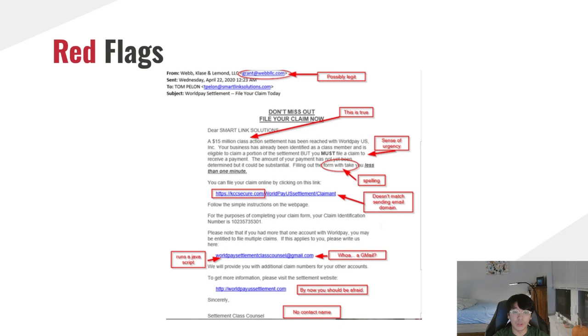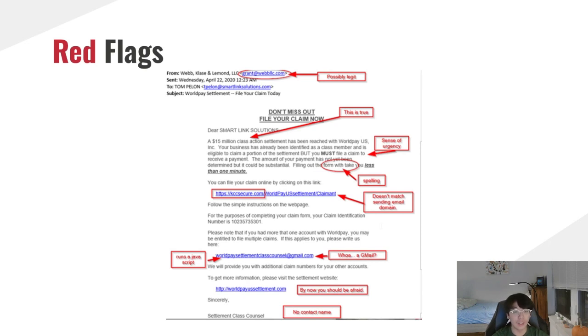And we will provide you with additional claim numbers for your other accounts. To get more information, please visit the settlement website at worldpayasettlement.com. I don't think that's a real URL or a real web address. So by now you should be really afraid, and you should know that this is a scam. This is a phishing scam.